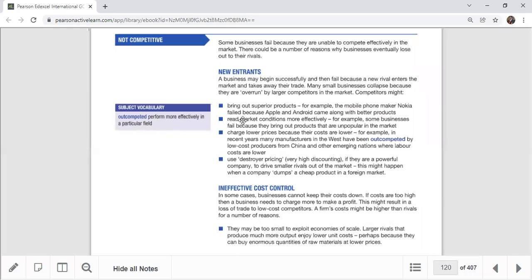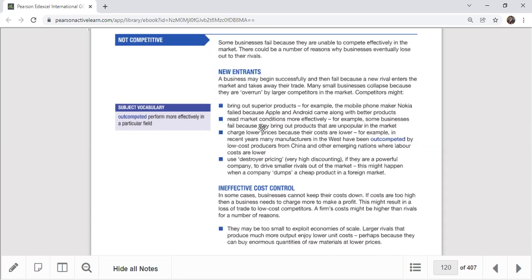Basically, a business may begin successfully and then fail because a new rival enters the market and takes away their trade. Many small businesses collapse because they are overrun by larger competitors in the market. Right? So that's the main thing. Competition is good and is dangerous. Competitors might first bring out a superior product, and your product becomes inferior. Example, the mobile phone maker Nokia failed because Apple and Android came along with better products. That's one of the better examples.